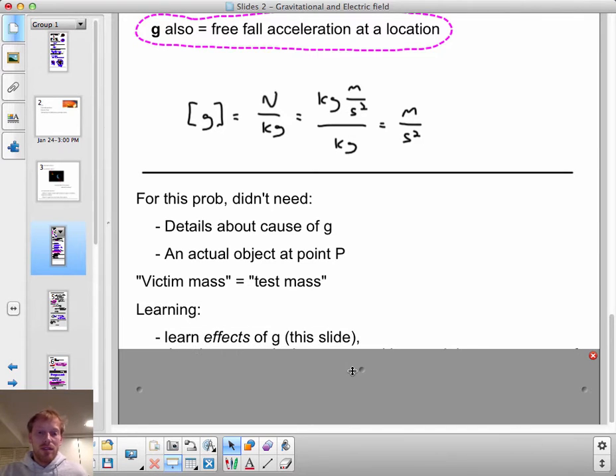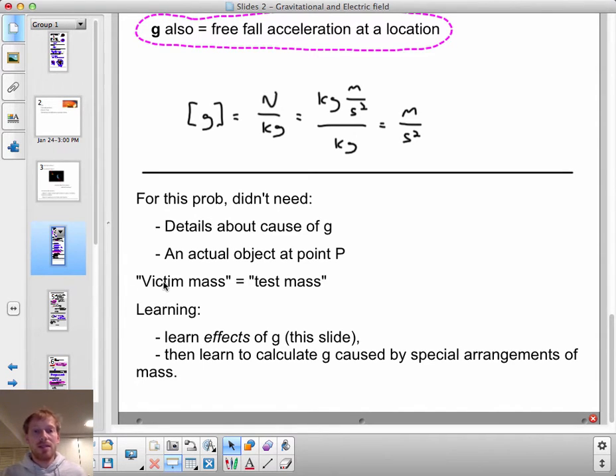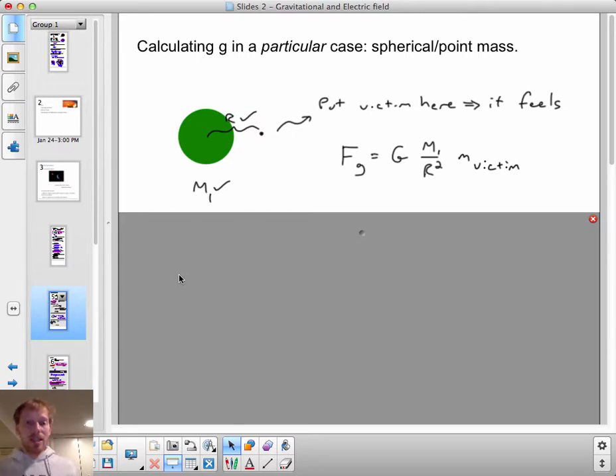As we learn about gravitational field, this slide is about the effects of gravitational field. Next, I'm going to teach you how to figure out what the gravitational field at a location is, based on the masses that cause the gravitational field, but only in some very particular special circumstances. So, in the very particular special circumstance that a gravitational field is created by a point mass or a spherical mass, let's see if we can figure out what the gravitational field is at that location. If there's this green mass M1 and we have a location that's a distance r from its center, let's see if we can figure out what the gravitational field is there.